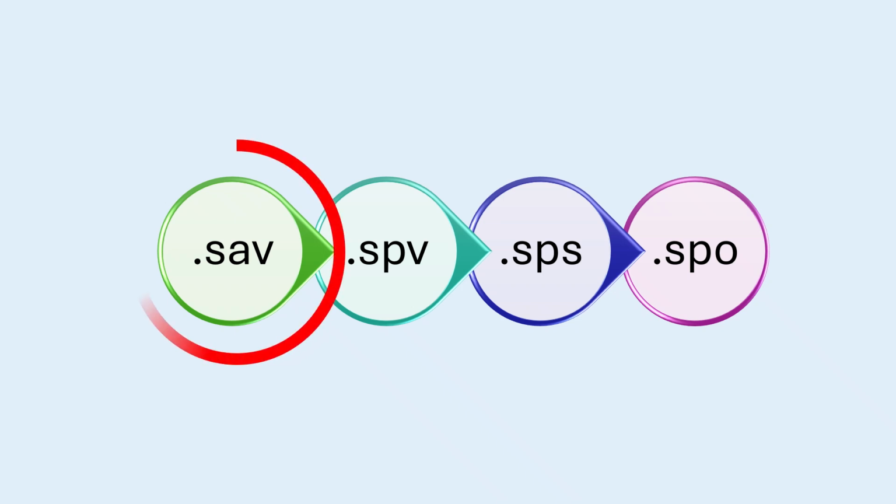So whenever you're working on a dataset, make sure to save it as a .sav file. That's the safest way to keep your data secure and avoid losing your work.